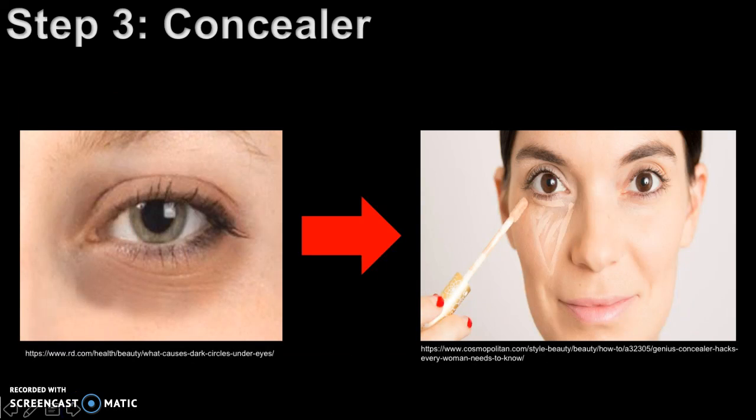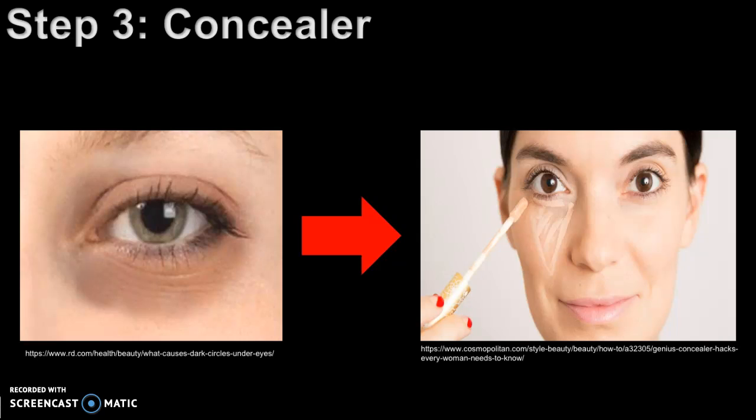And then our next step we see here is concealer. Concealer is used to cover up under eye bags and dark under eye circles. You can use it to cover up blemishes as well, and use it in any other place that you feel like you need more coverage. As you see here, she's applying her concealer in an upside down triangle formation.